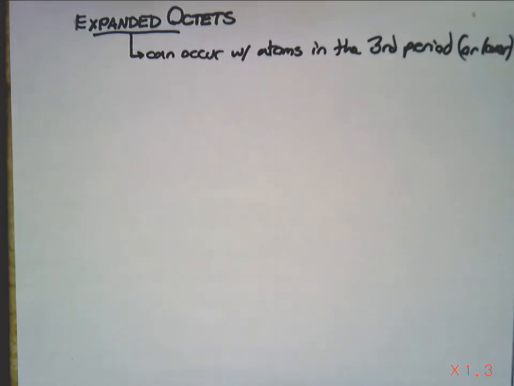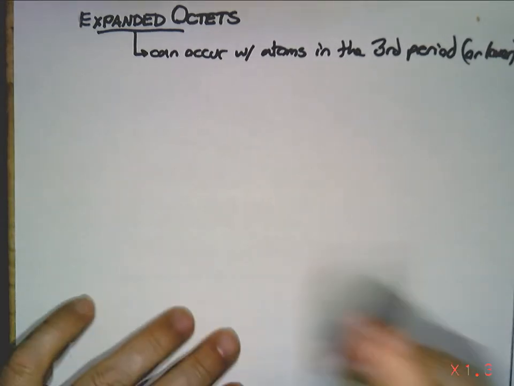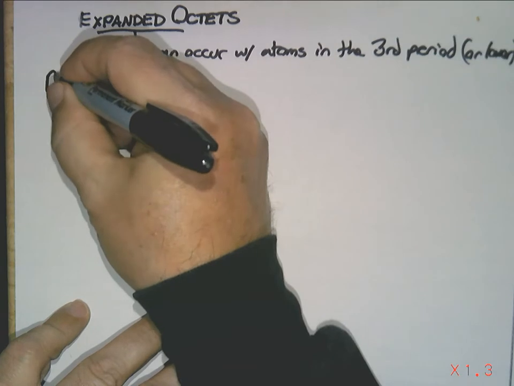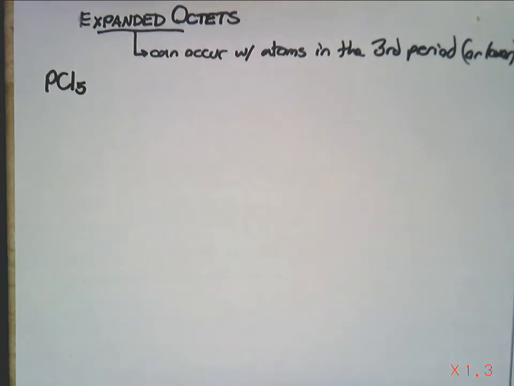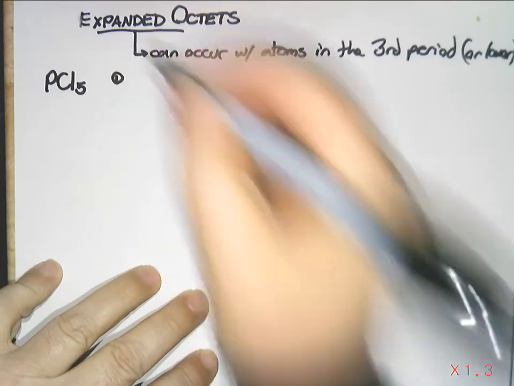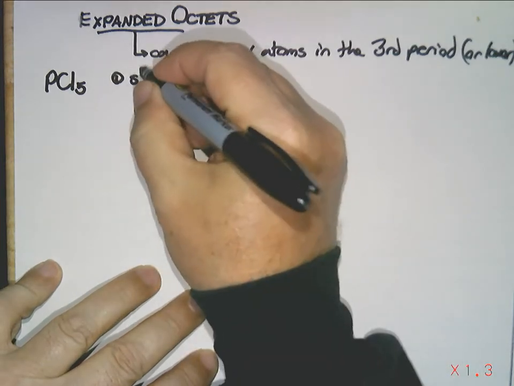Let's do an example like that. Let's suppose we want to do the Lewis structure for the molecule PCl5. Let's follow the rules that we've been following. Step 1, we need a skeleton structure.